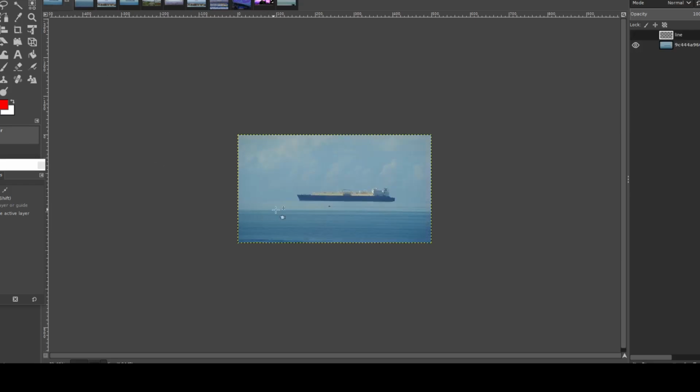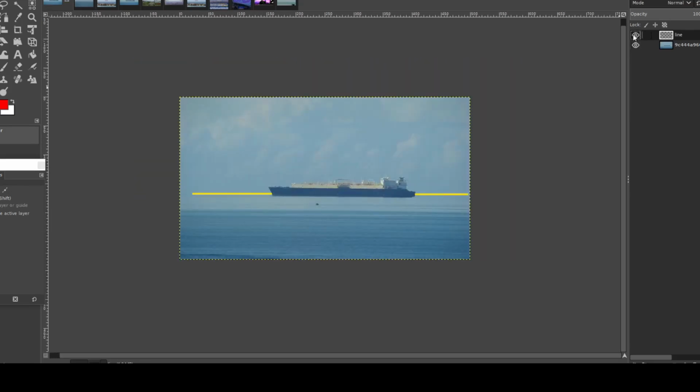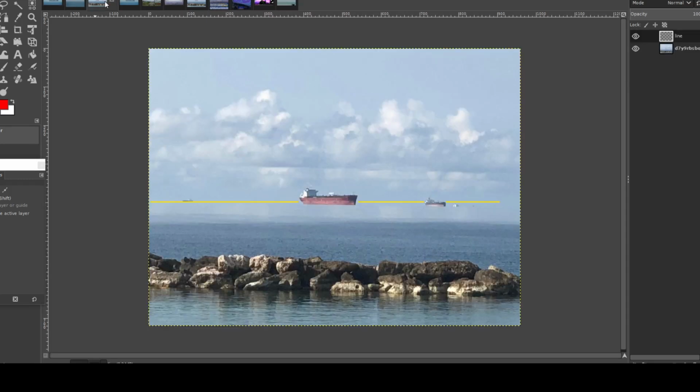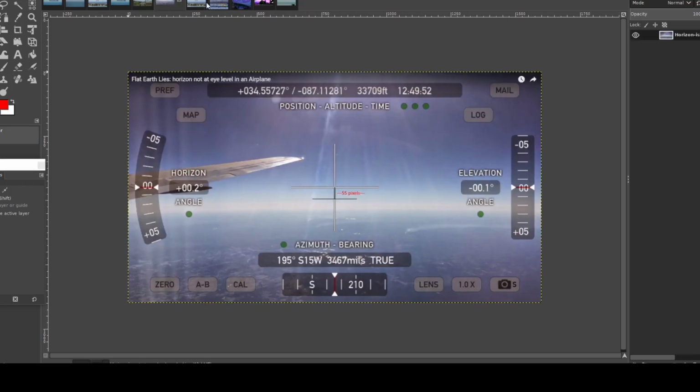Okay, and another one. I think we've looked at this one. Yes, it's a little clearer, a little better defined. Okay, so this is why we do in fact see a horizon at eye level. This is why they have mistakenly identified pictures like this as being a horizon that dips below eye level. It's all down to visibility.